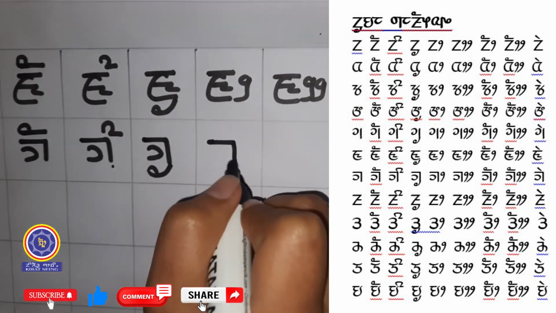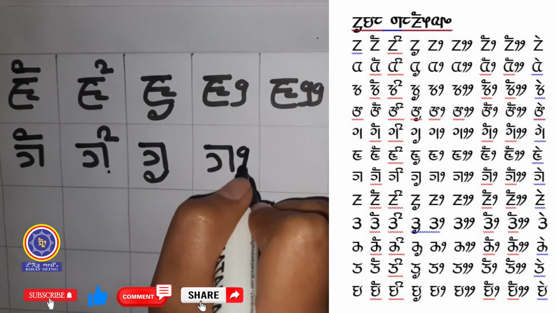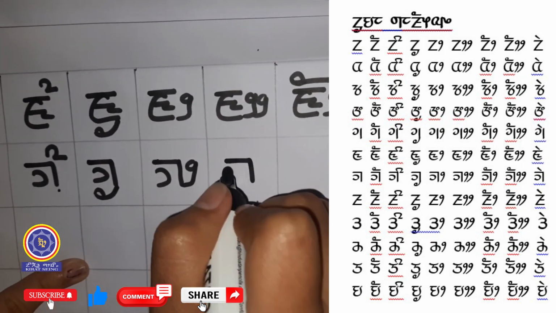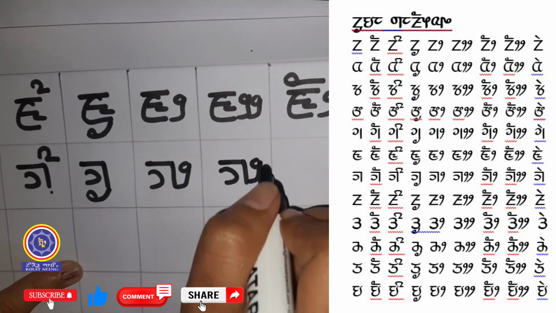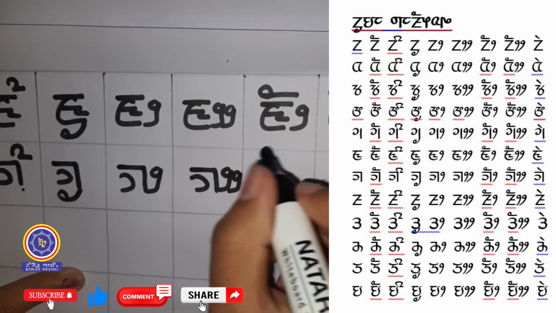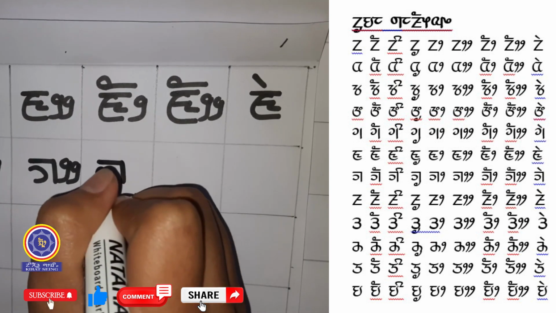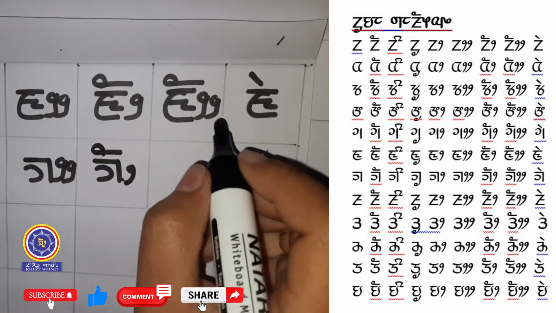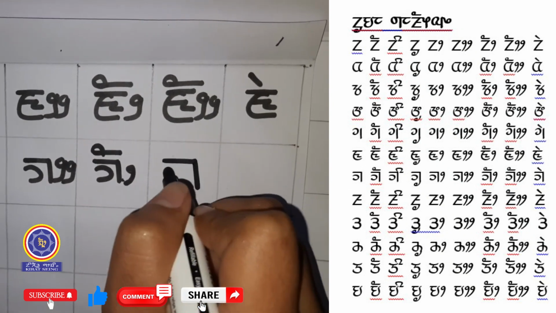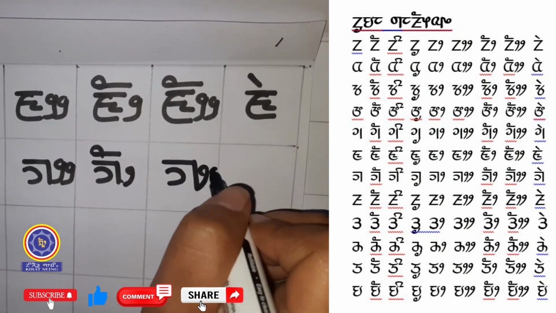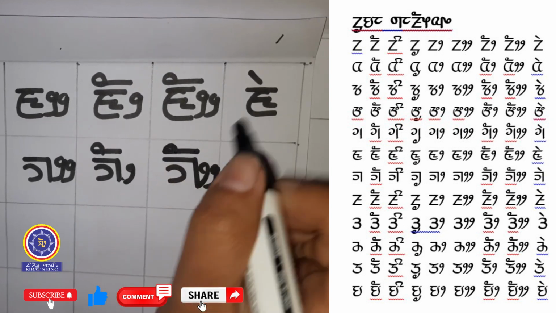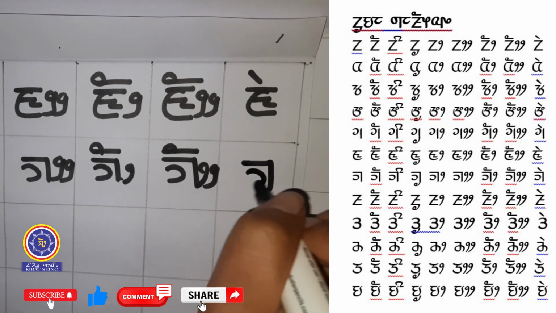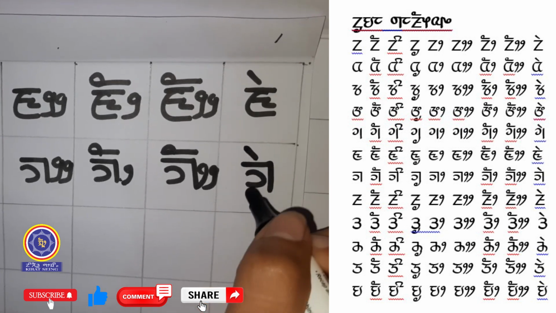And again write Da and add Etu, Ja Etu Je. And then again write Ja and add Ainu, Ja Ainu Jai. And write Ja and add Tumbo, Ja Tumbo Jo. And again write Ja and add Tummo, Ja Tummo Jau. And the last is Ja and add Pecha, Ja Pecha Je.